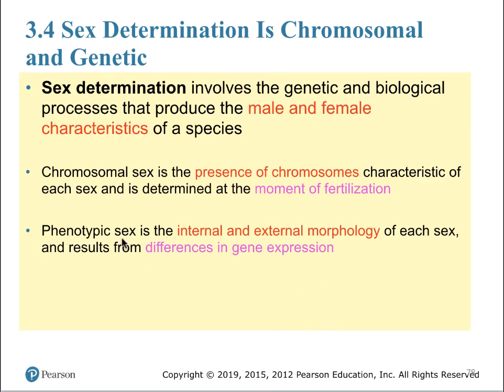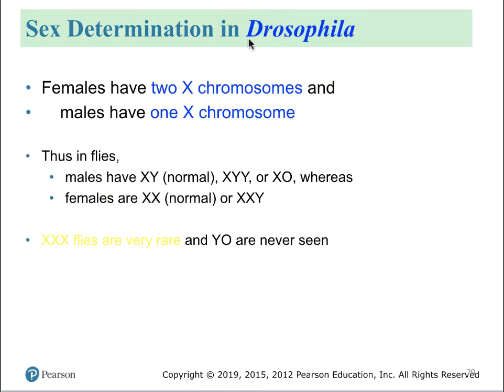Thus, phenotypic sex has to do with gene expression at a later point than in chromosomal sex. Sex determination in these fruit flies, Drosophila, is different to sex determination in humans. Females who have 2 X chromosomes will become female. Males who have 1 X chromosome will become male.